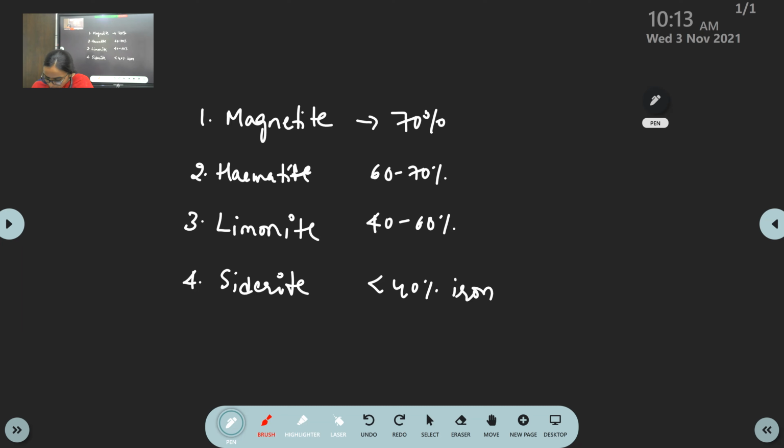Next, copper. Copper is a non-ferrous metal, which is in high demand for the electrical industry.